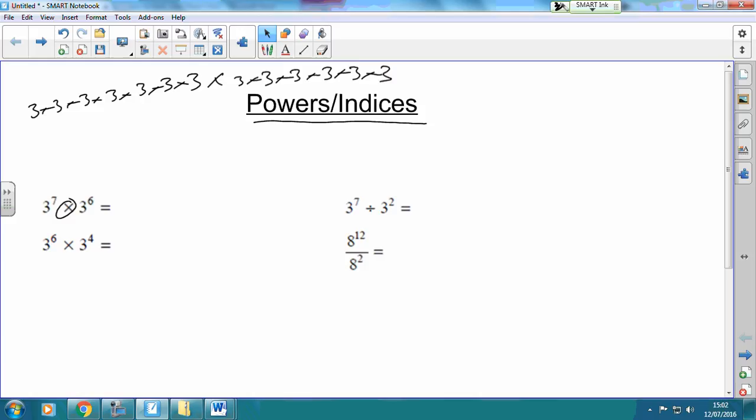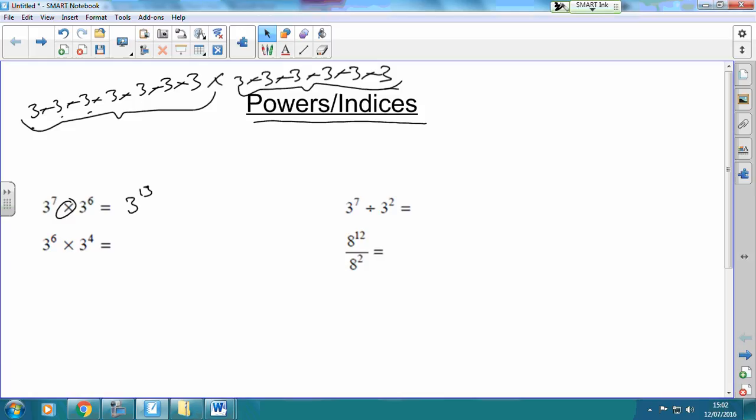So rather than saying 3 times 3 times 3 all the way to this one over here, we could just say, okay, well I had 7 initially, and I multiplied it by 3 to the power of 6. So rather than saying 3 times 3 times 3 all the way to the end, I could just add them together and say, okay, that's 13 of them, so that's going to be 3 to the power of 13.